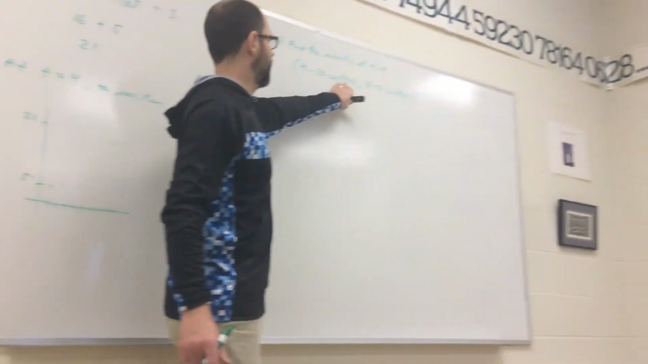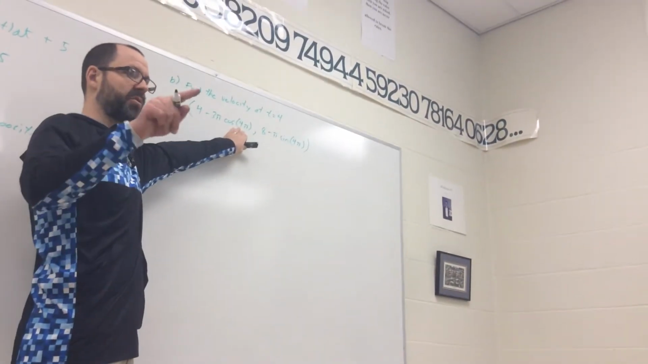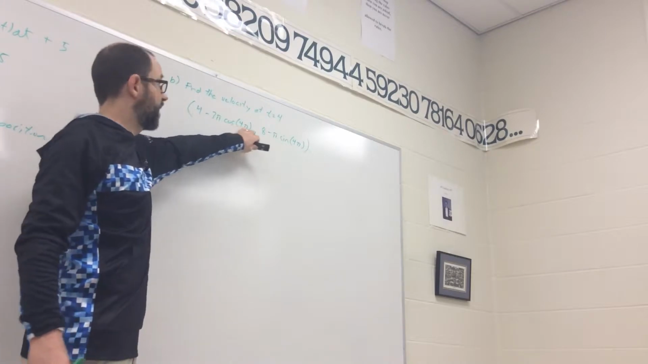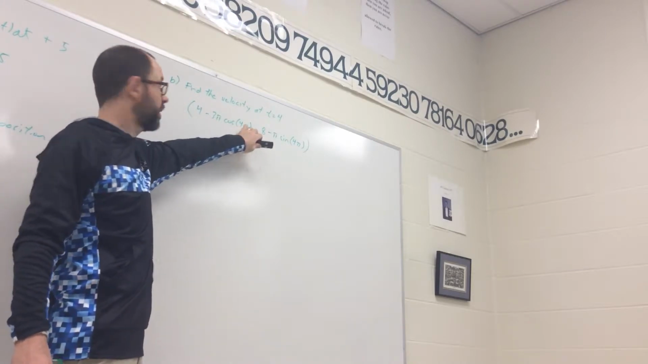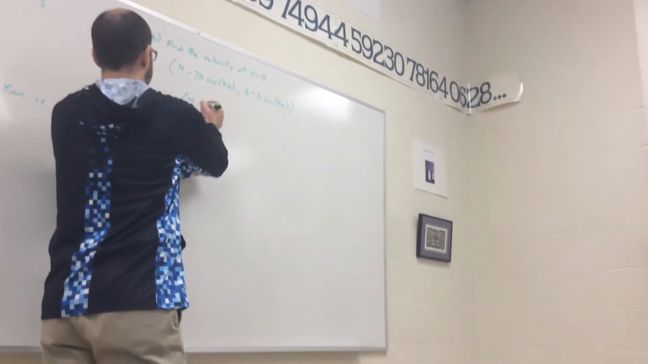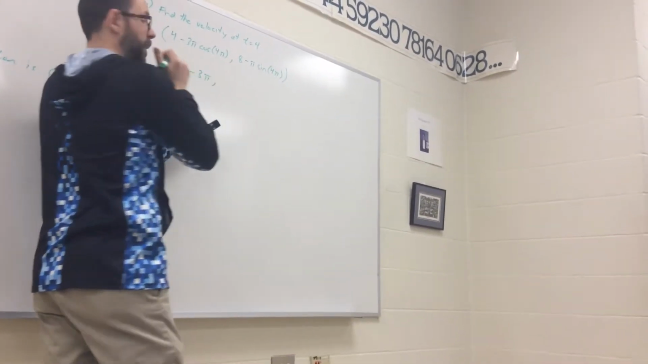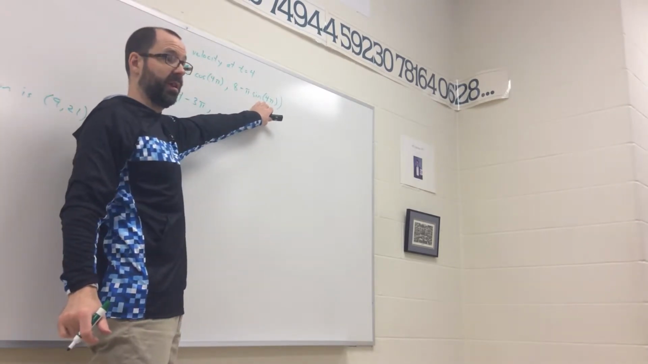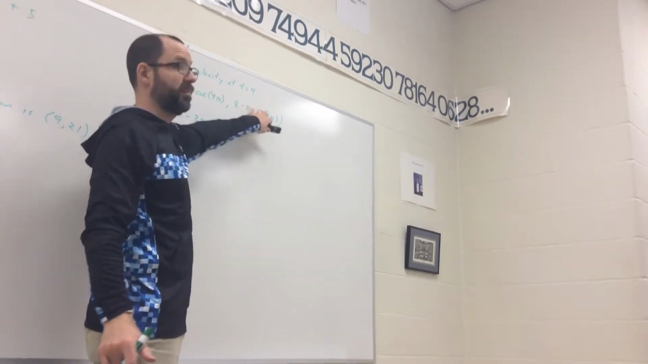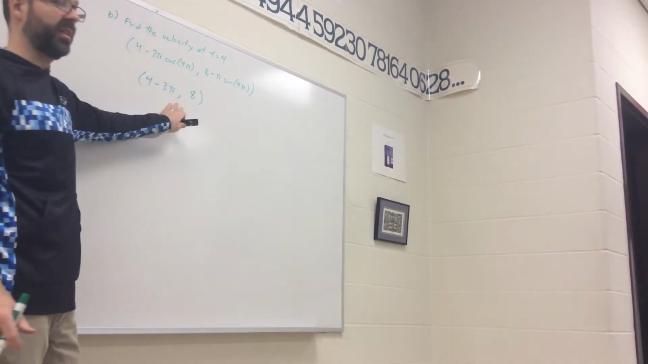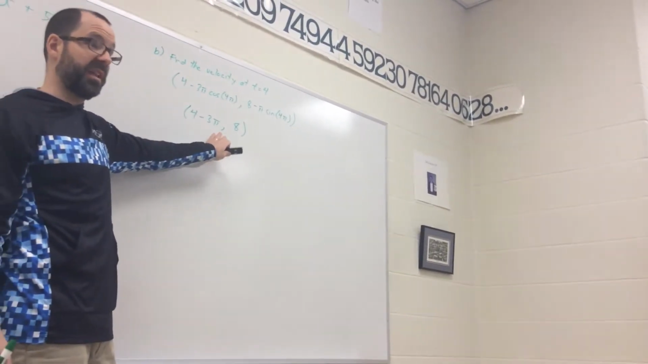So I think I can do this in my head. 4 pi is 2 times all the way around, right? So it's the same as 0. So the cosine of 4 pi is 1. So that's 3 pi times 1. So this comes out to 4 minus 3 pi. And then the sine of 0 is 0. So this is 8 minus 0, which is 8. So that's the answer to the velocity.